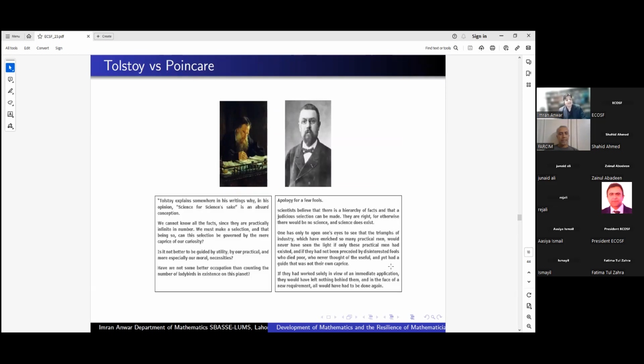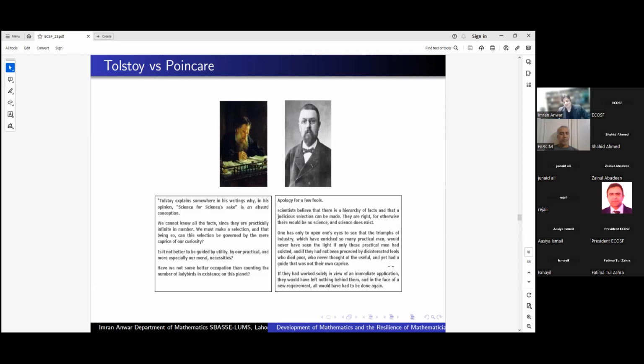He explains and writes somewhere that science for the sake of science is an absurd conception. And definitely one cannot know all things. He said definitely all the scientists, all the mathematicians, when they study or research something, do a careful selection of those particular topics. And isn't it possible that they pick only those topics which are useful, which have some utility, which have some application? And the curiosity-driven questions are of no use, according to Tolstoy. So this was his point of view.